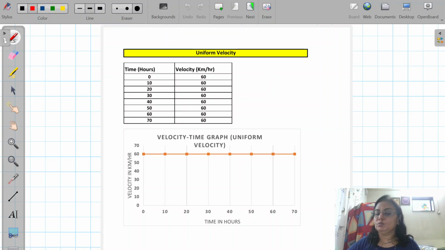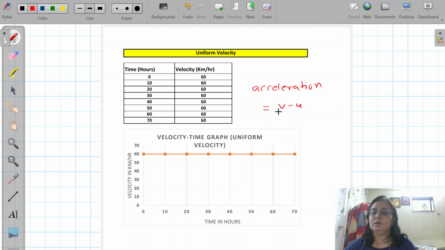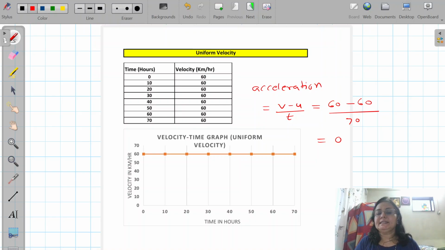Because the object is moving with constant velocity and we have defined acceleration as change in velocity upon time. Final velocity is also 60, initial velocity is also 60 and time taken maybe say 70. So this is 0. So acceleration is 0 here. So when an object moves on with a constant velocity, we say acceleration is 0.